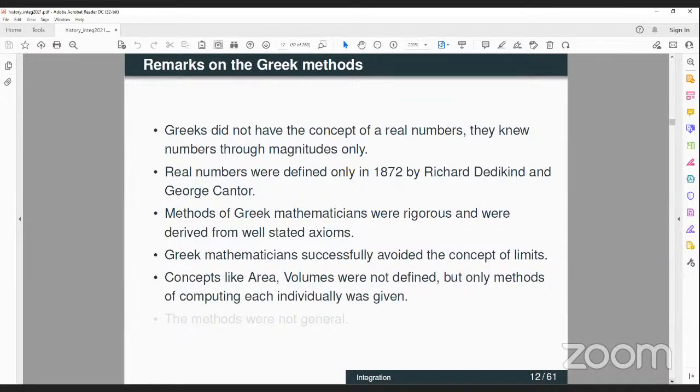Areas and volumes were not defined. What is the area of a region that was not defined? What is the volume of something that was not defined? Only ways of computing them were given individually. So there were no general theorems, only individual computations. Their methods were not general. You can't call them theorems, but germs of theorems were there. So this is period 1, the Greek antiquity.